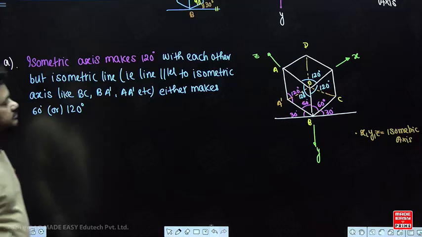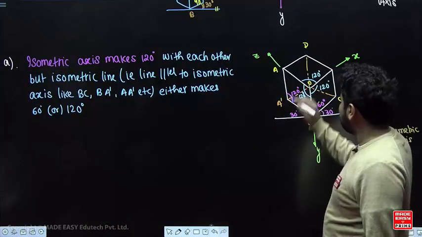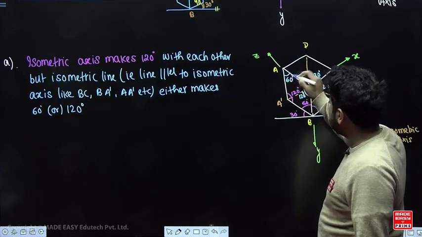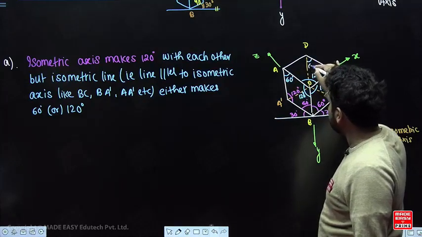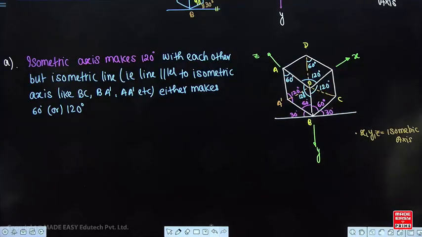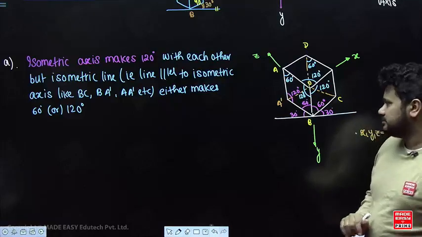So you can see that. This is 120 degree, so how much will this angle be? It will become 60 degree. If this is 60 degree, how much will this one be? This will also be 60 degree, isn't it? You can see that. Clear? So either it will make 120 degree or it will make 60 degree, correct?